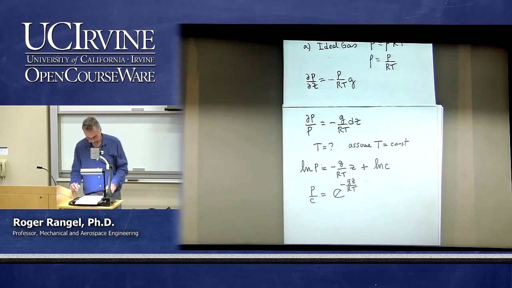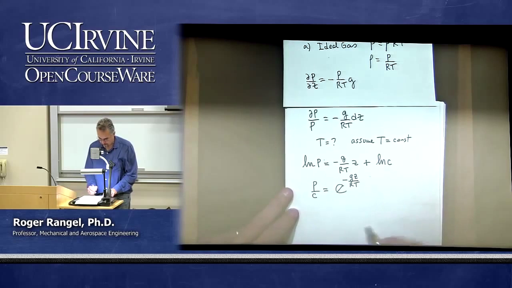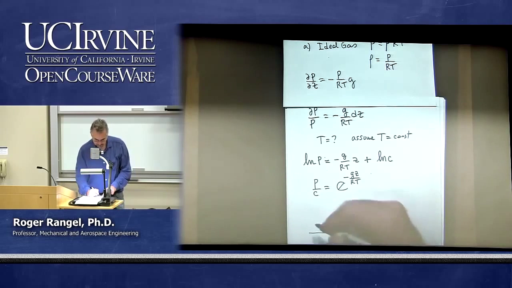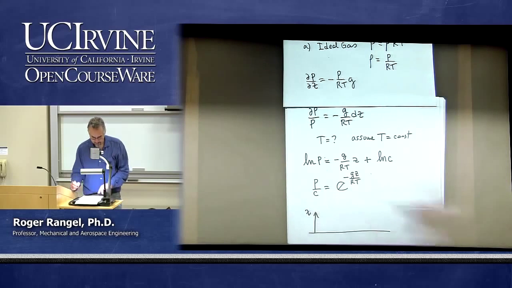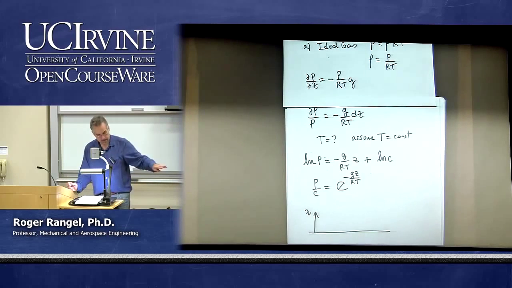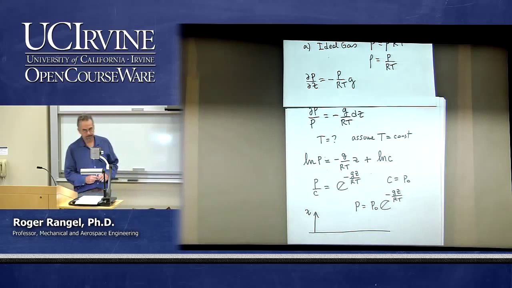And then if I specify the value at Z equals 0, if I'm looking at a problem where they say this is the surface of the Earth and I'm measuring Z in the vertical direction, then Z equals 0 would correspond to the surface value of the pressure. Let's say that we call that P sub 0. Then, of course, C becomes P sub 0. And the solution is then that P is P sub 0 times E to the minus GZ over RT.